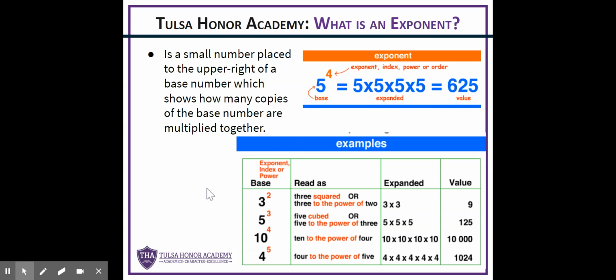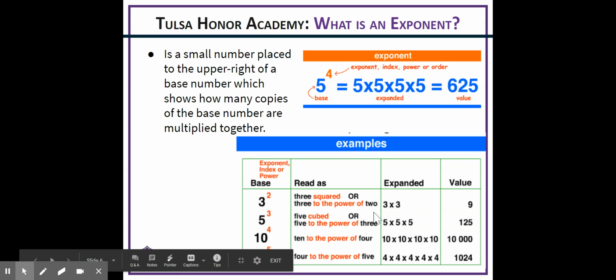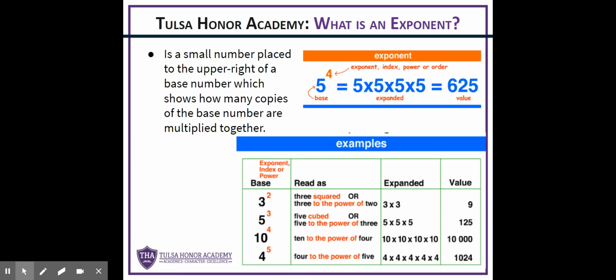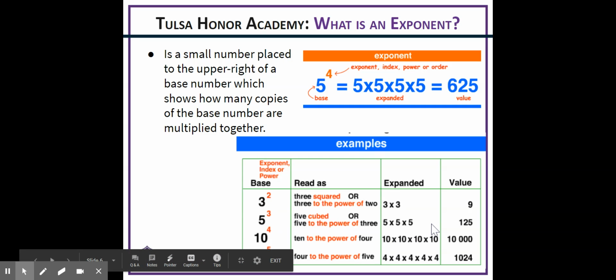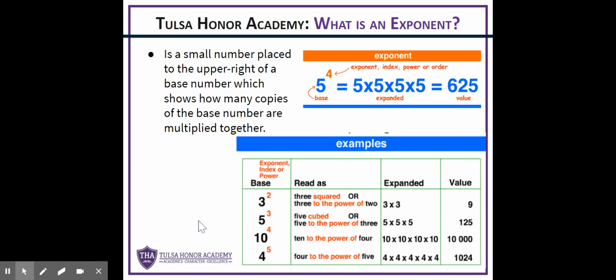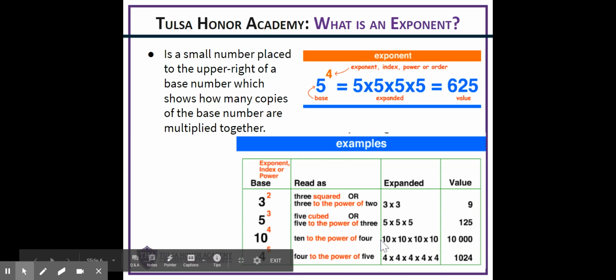Some examples we have for our exponent are 3 to the second. You can also read it as 3 squared or 3 to the power of 2. 3 times 3 equals 9. We also have 5 cubed, which is when we have an exponent of 3, or you can say 5 to the power of 3, which is 5 times 5 times 5, and that'll give us 125. When we have 10 to the power of 4, again, it's just 10 times 10 times 10 times 10, 4 times, and that gives us 10,000.